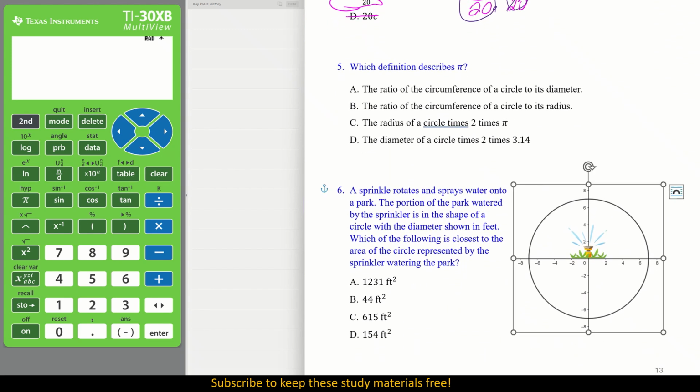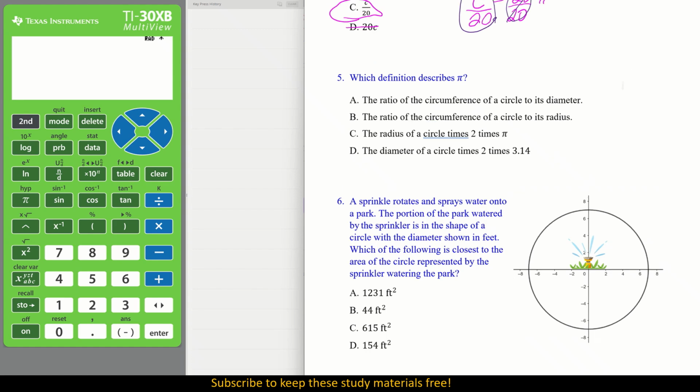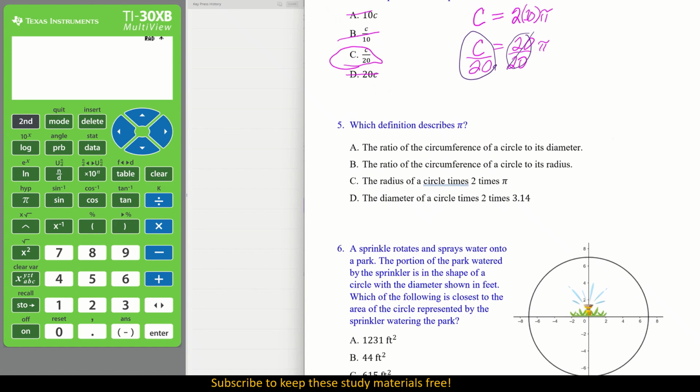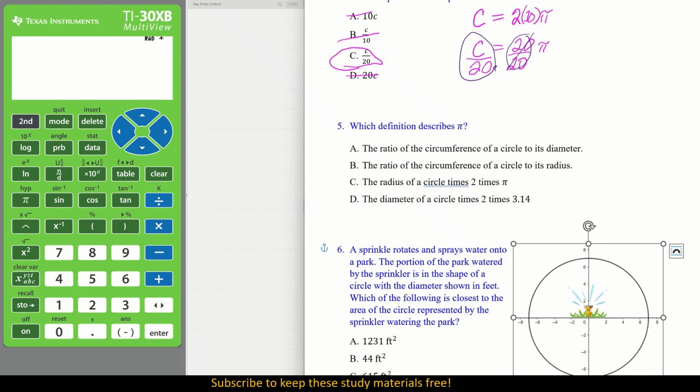Here we have number 5. Which definition describes pi? Okay, keep in mind the question we just worked through. A, the ratio of the circumference, remember a ratio is a fraction, of a circle to its diameter. Well, yeah, it's the ratio of the circumference of the circle to its diameter.